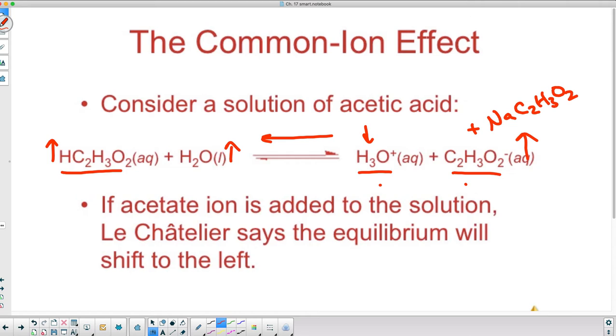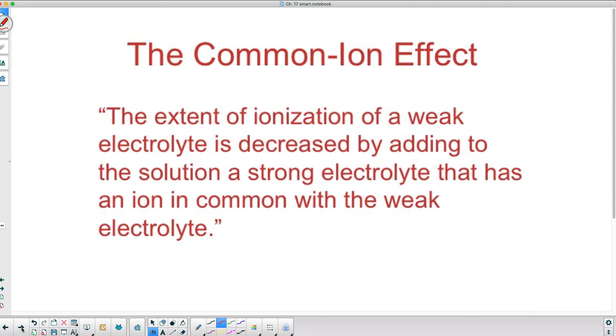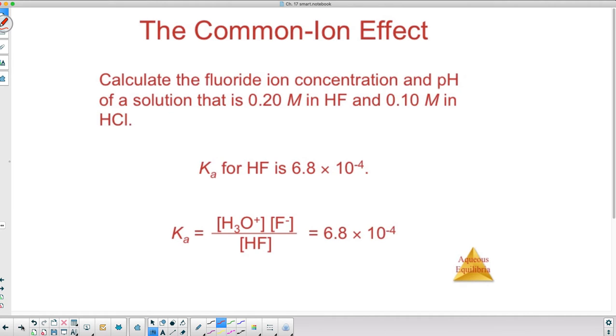Okay, so take a look at what's happening here. It says the common ion effect: the extent of ionization of a weak electrolyte, which means a weak acid, is decreased by adding to the solution a strong electrolyte that has an ion in common with the weak electrolyte. That's really just a confusing way of saying that if we calculate the fluoride ion, we're going to take a quick look at this, but we're going to do sample problems, so I'm not going to get in depth as to what's going on.